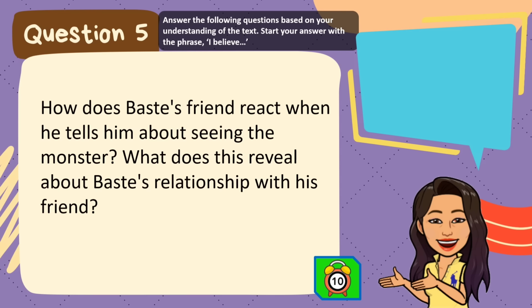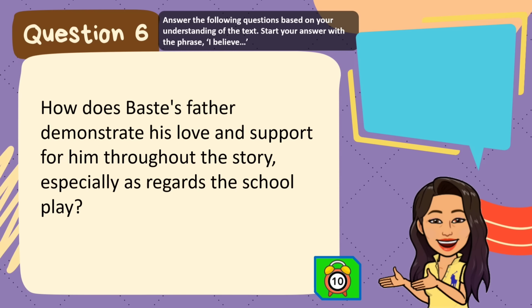Question number 5. How does Bastet's friend react when he tells him about seeing the monster? What does this reveal about Bastet's relationship with his friends? Question number 6. How does Bastet's father demonstrate his love and support for him throughout the story, especially as regards the school play?